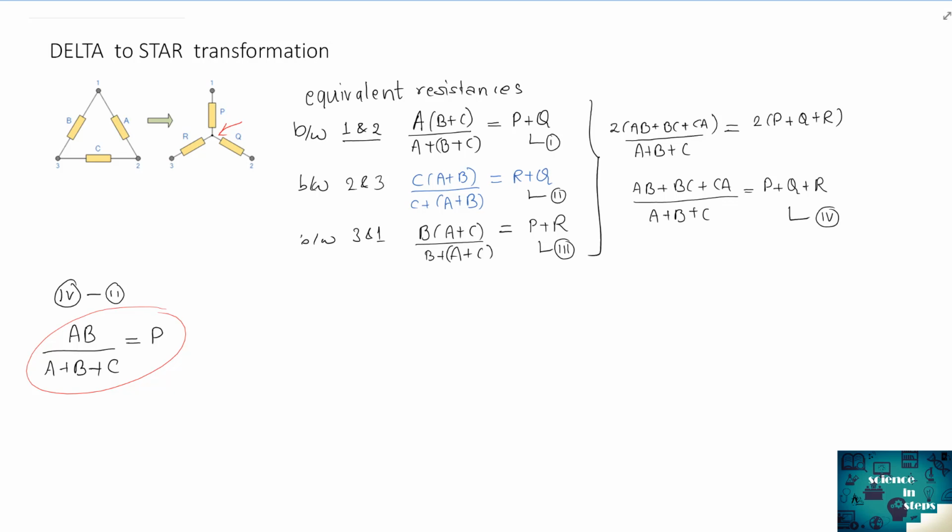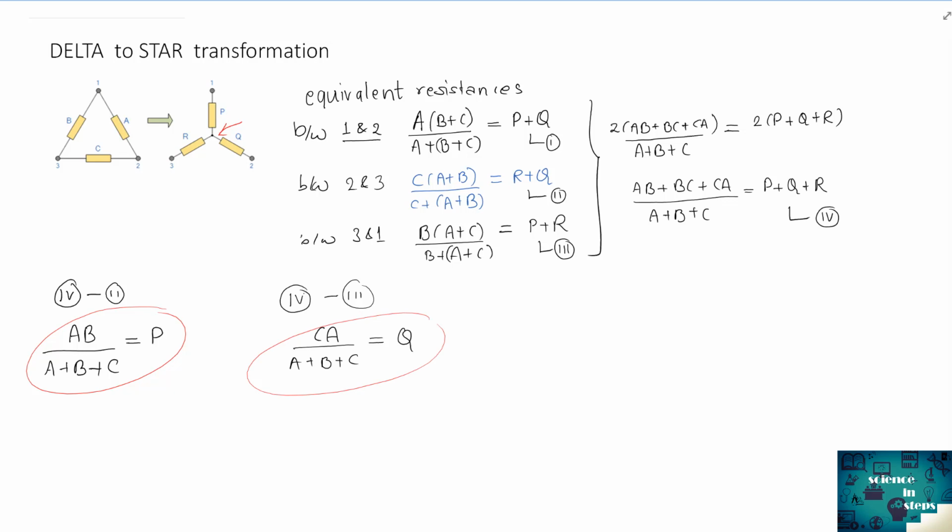Now let us see if this pattern is repeated for Q as well. If you want Q, we'll have to subtract the third equation from equation 4. P and R will cancel out and we'll get our Q equal to, and on the left hand side you can see in the numerator AB and BC will cancel out. What remains is CA divided by A plus B plus C. Now as you can see, Q is the resistance between 2 and the common node in star configuration, and it is given by the product of C and A, which are adjacent resistances to 2 in our delta configuration. So our memory mapping works.